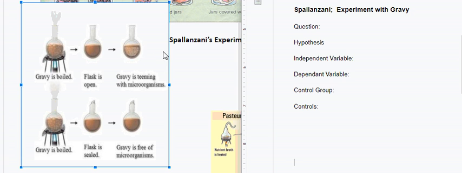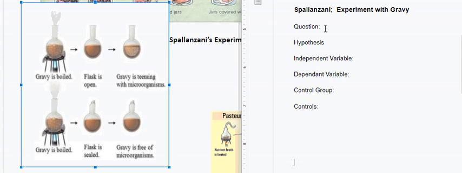All right, and in his case, he developed one with a flask with gravy in it that was boiled. Now he did this with two different flasks, both with the same amount and type of gravy, heated them both up to boiling, and then one he left open, and the other one he melted the container to seal the top shut. So he melted the glass and sealed it.